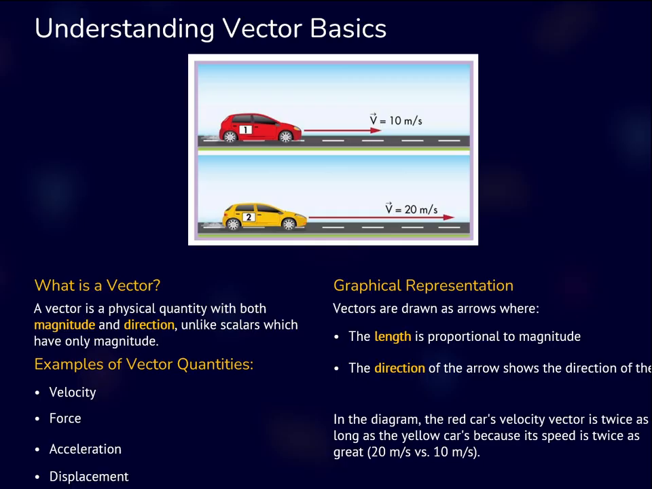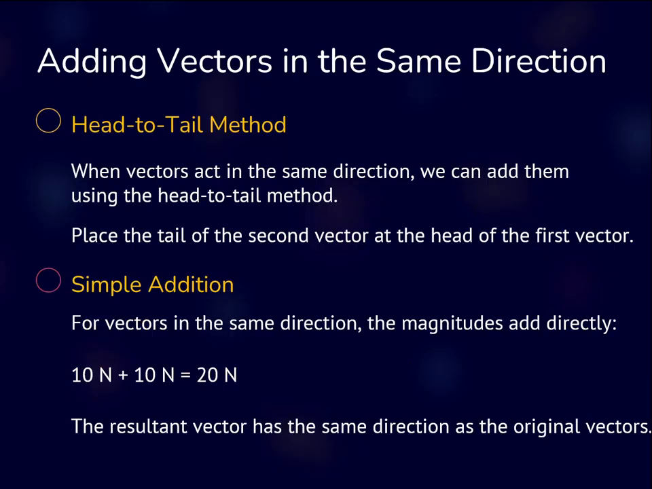We draw vectors as arrows. The length of the arrow represents the magnitude, and the arrow points in the direction of the vector. For example, if one runner is going 10 meters per second and another 20 meters per second in the same direction, the faster runner's vector is twice as long, meaning the arrow is twice as long. If vectors point in the same direction, we can add them easily using the head-to-tail method.